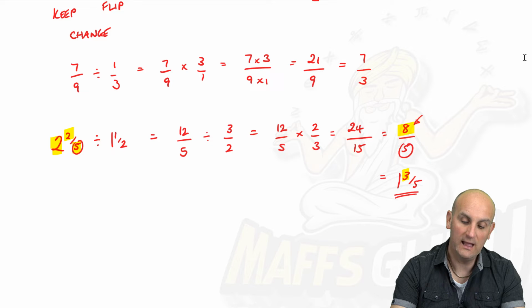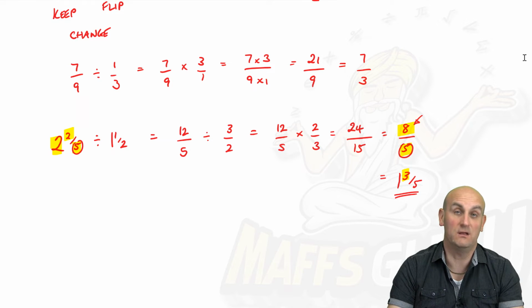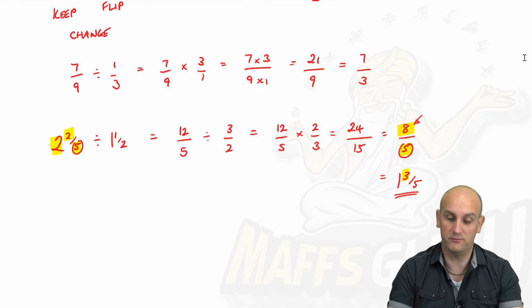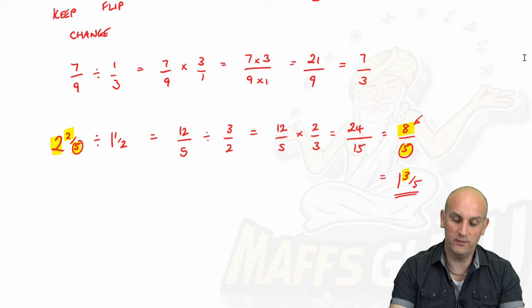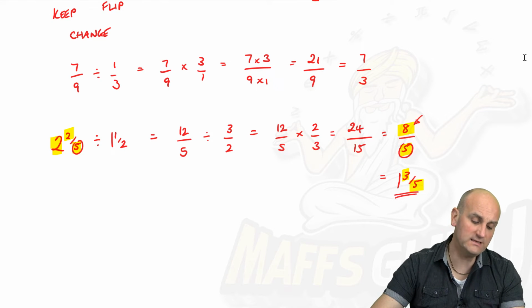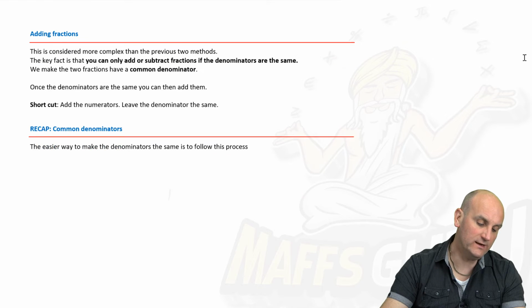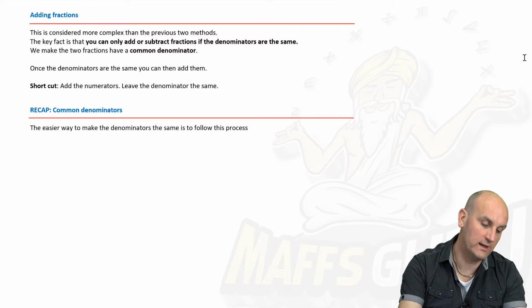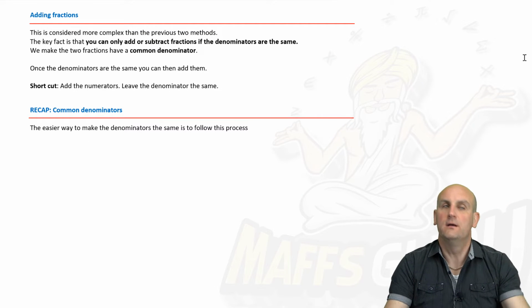So you do 8 divided by 5 in your head. You go, well, it goes once. How many got left over? 3. And you just make sure you write that 5 on the bottom again here. So that's dividing fractions. Adding fractions is interesting because that's where people start to get a little bit screwy.